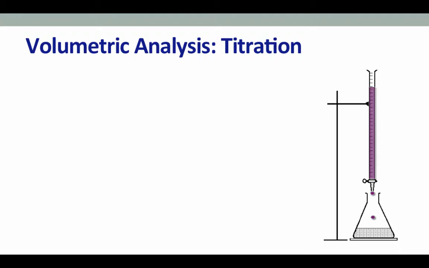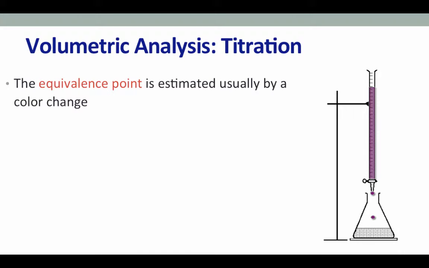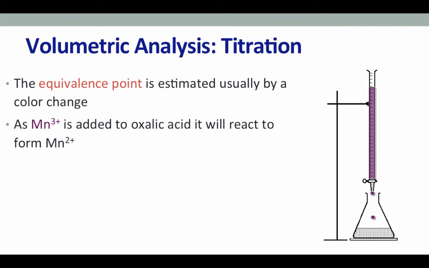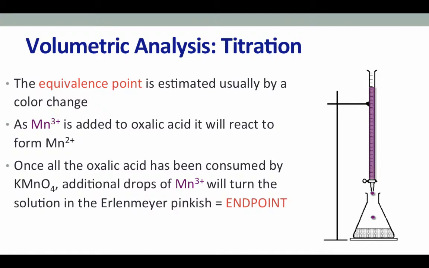In today's experiment, we will have potassium permanganate in our burette, and we will add it to oxalic acid in our Erlenmeyer flask. As I mentioned, the permanganate will begin as a dark purple solution, and when it reacts with the oxalic acid to form the reduced manganese cation, it will become colorless. Once all of the oxalic acid has been consumed by the added permanganate, additional drops of Mn3+ will not be converted to colorless, and so we will see this as a light pinkish color. This will be our end point.